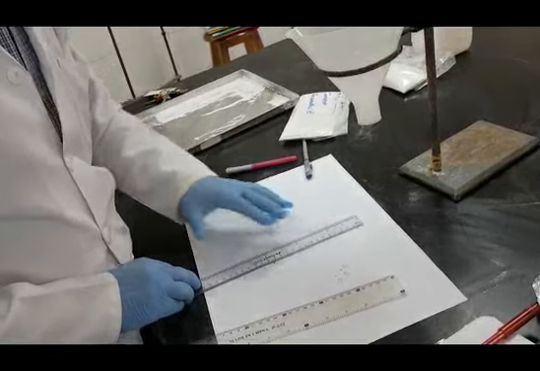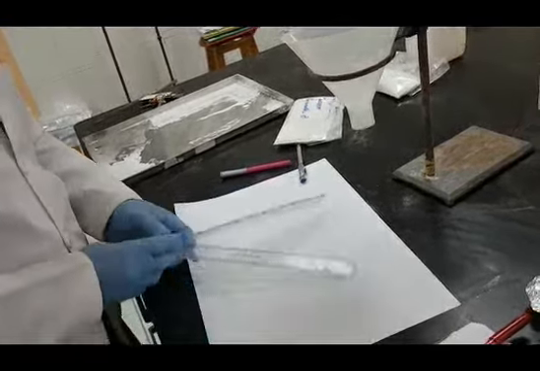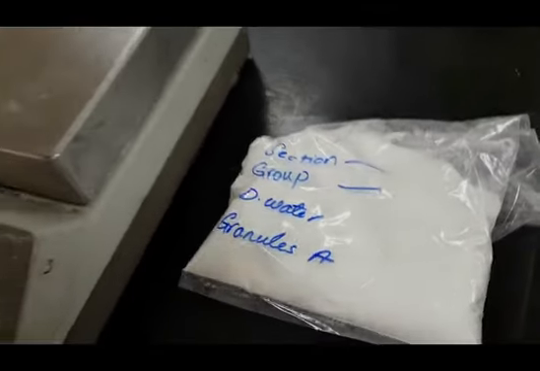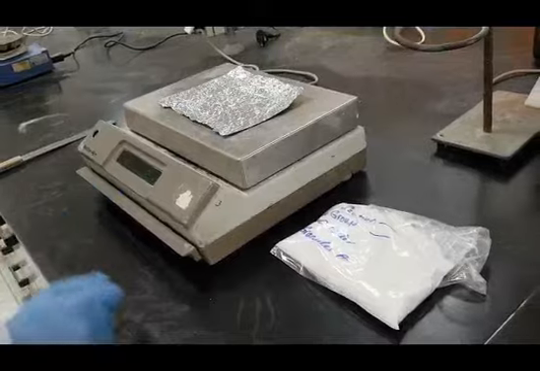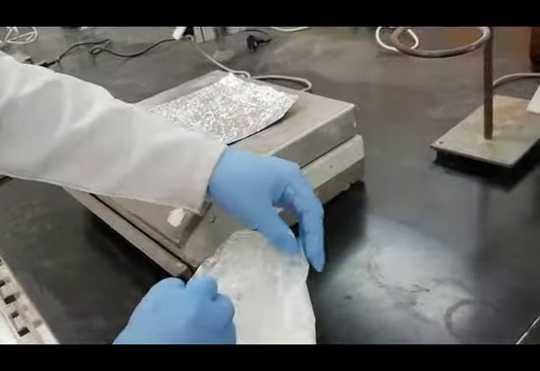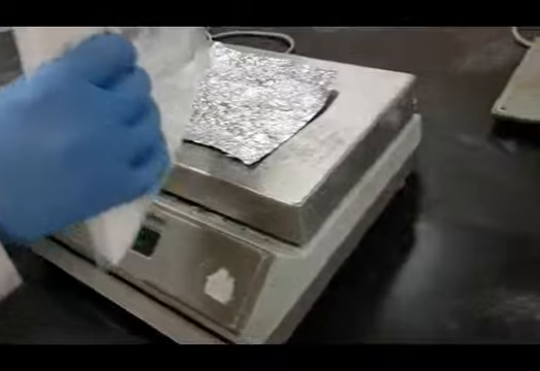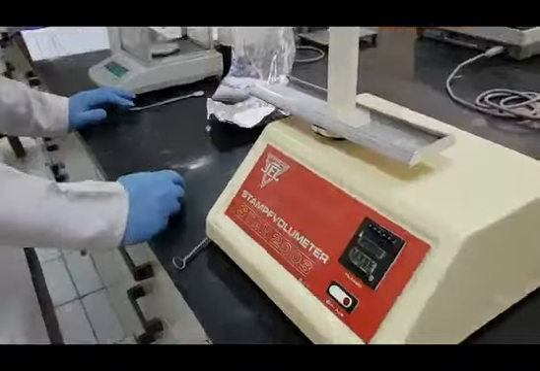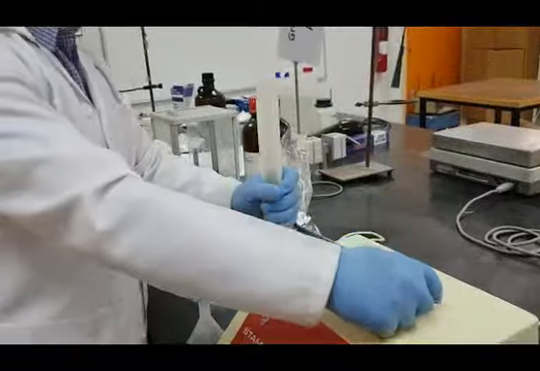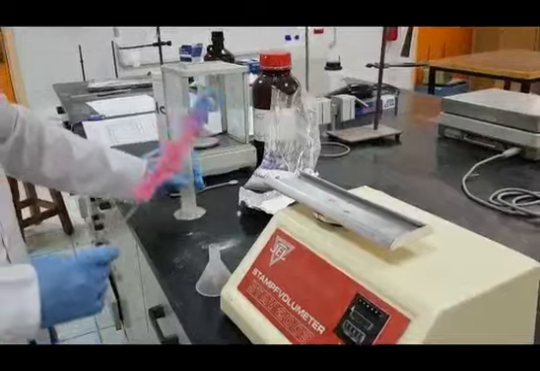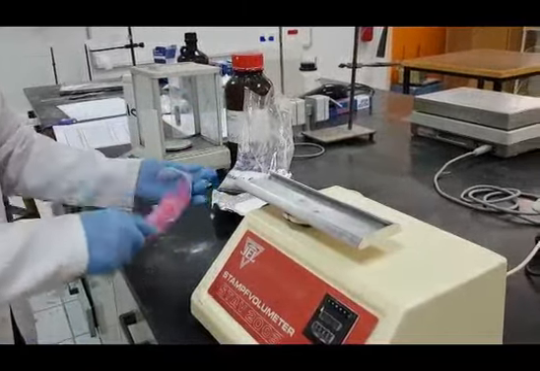Now we will measure bulk volume and tapped volume to be able to calculate Carr's index, compressibility index, and Hausner's ratio. To do so, weigh 50 grams of the dried granules, transfer to the measuring cylinder. Clean the measuring cylinder attached to the bulk density apparatus. Use a funnel to pour down the granules.